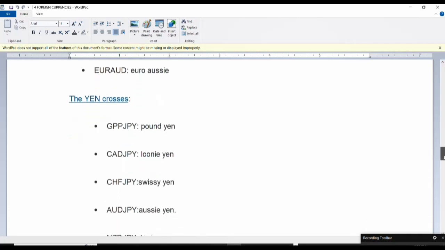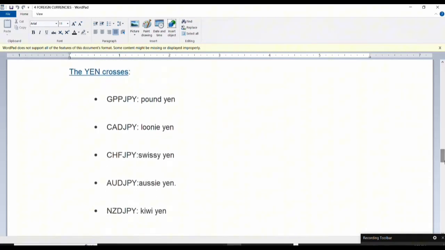Now let's look at other crosses, the yen crosses. The yen crosses can be formed when we combine the yen with any other major currency that does not contain the United States dollar. That is the difference. If you combine the British pound with the Japanese yen, you are going to have the pound yen. The Canadian dollar with the Japanese yen, the loonie yen. Remember, you don't have to save these names, but if you know them, it is good.